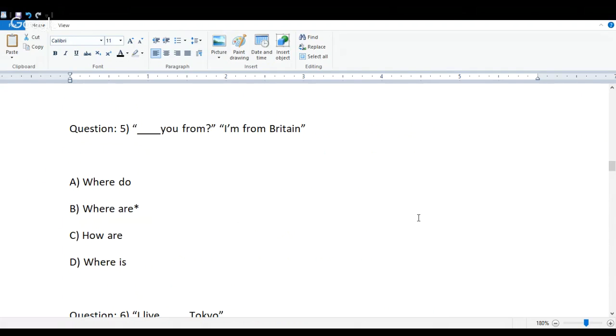Perfect. Next question we have here is, where are you from? I'm from Britain. So what's going on here? Why is it where are and not where do, how are, or where is? Where do you come from? Makes sense. Well, you're right, we're missing the word come. With do, we have the auxiliary verb here, but we also need the main verb, and there's no other main verb in this first question. So that's out.